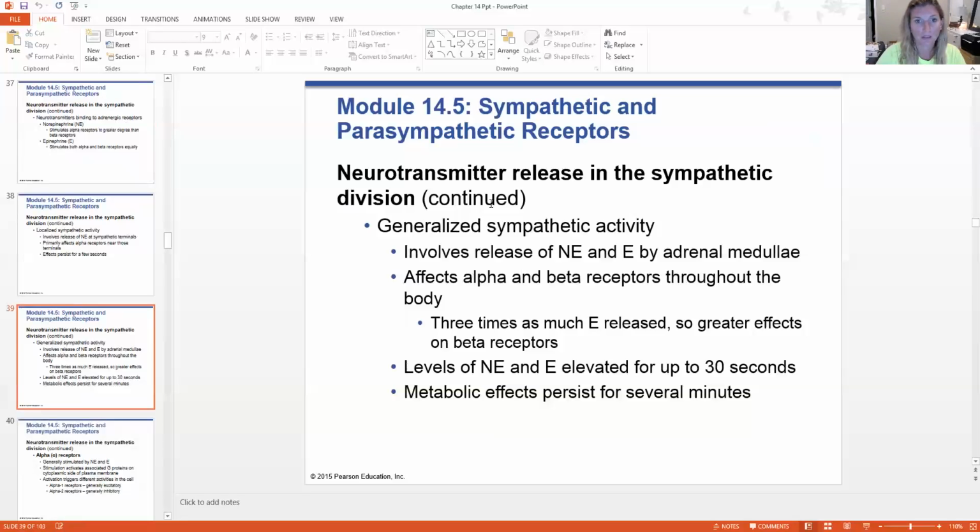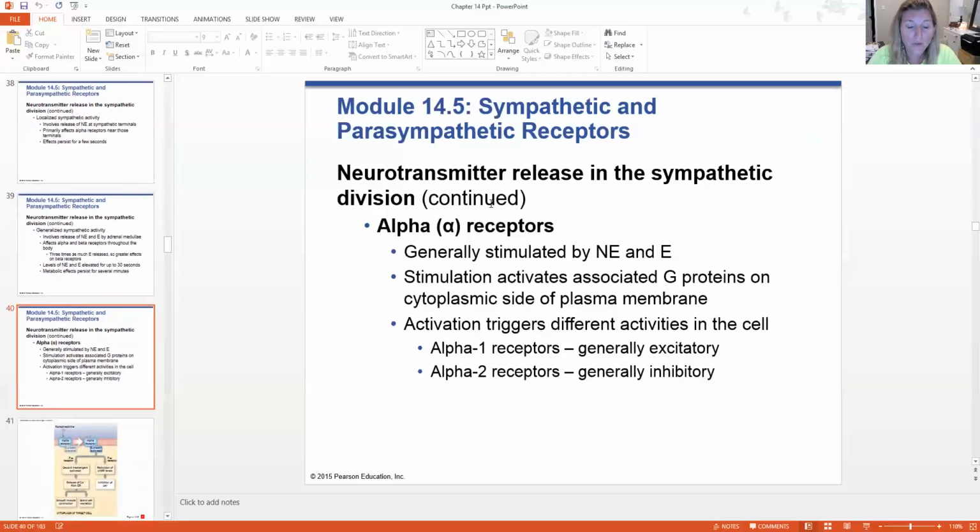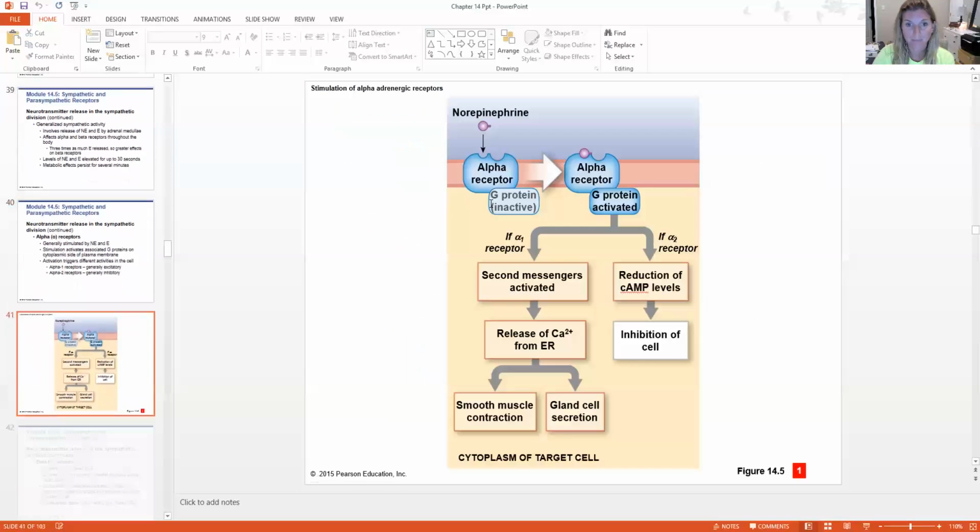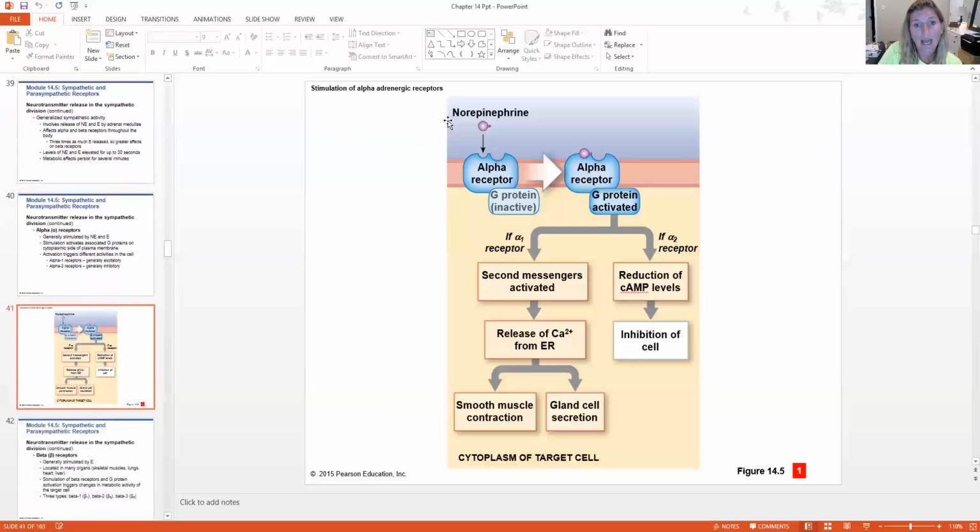after being released. So those alpha receptors, as I said, generally stimulated by epinephrine and norepinephrine, stimulate what we call a G protein. The G protein is going to trigger this kind of cascade pathway inside the cell. So your alpha-1 receptors are excitatory and alpha-2 receptors are inhibitory. So here you see what I mean. Epinephrine comes in, joins to an alpha receptor, our G protein is now activated.